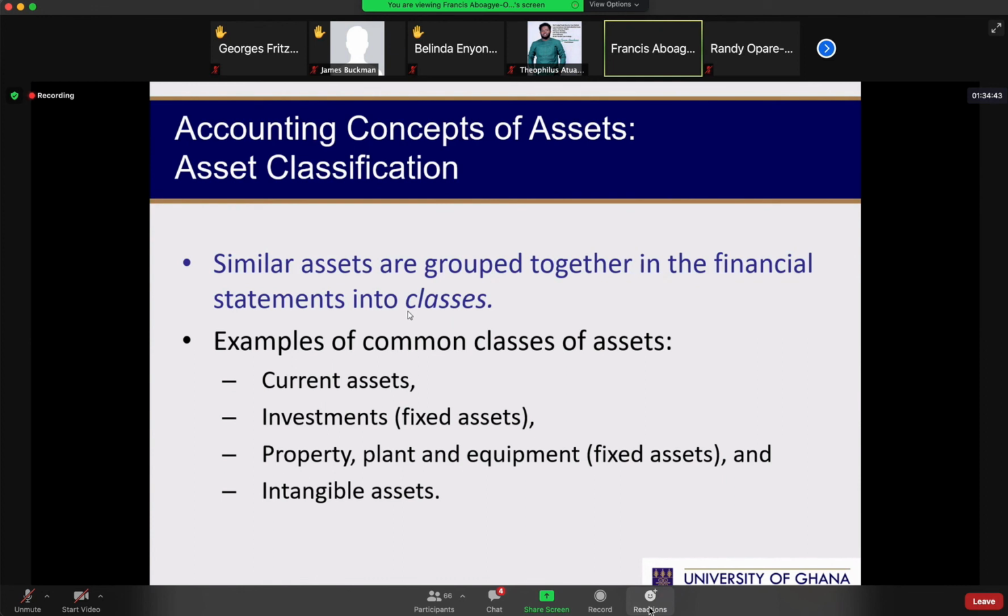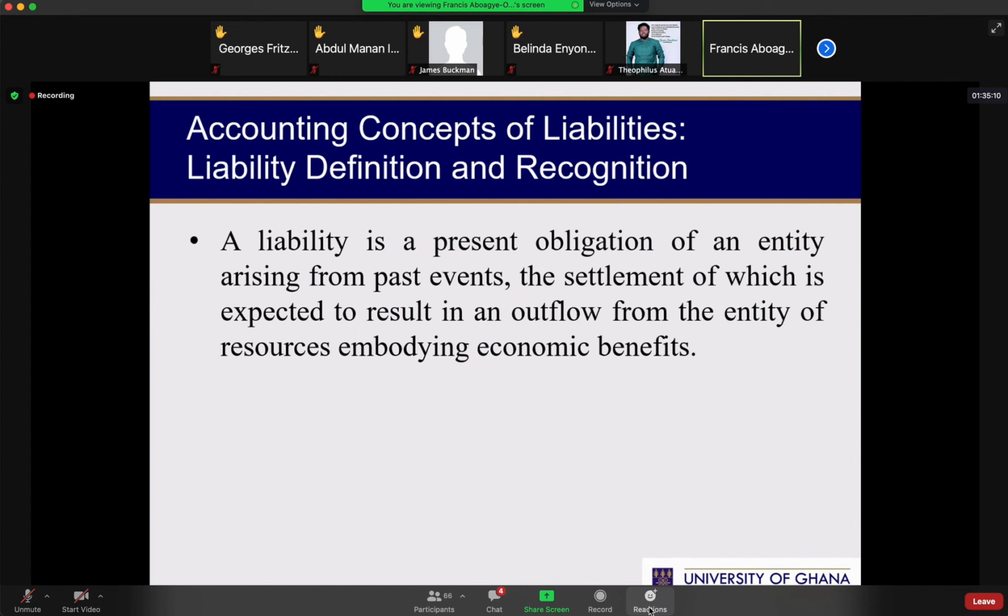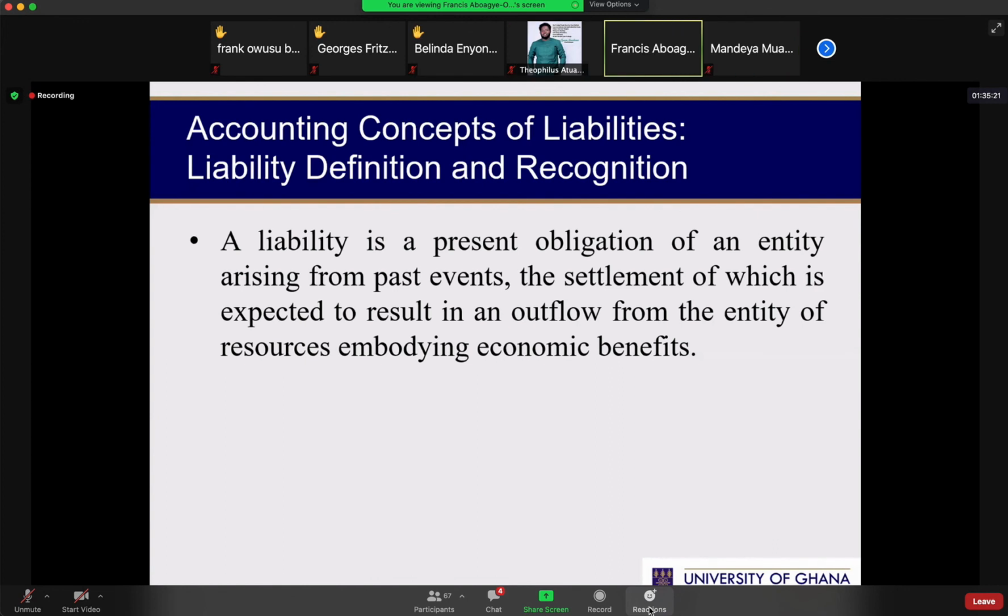Then the next after assets will be liabilities. What is a liability? If you recollect, when we were discussing the accounting equation, we explained to you what a liability is. What is a liability? So we should see a liability as an obligation. Okay, so George, yes.